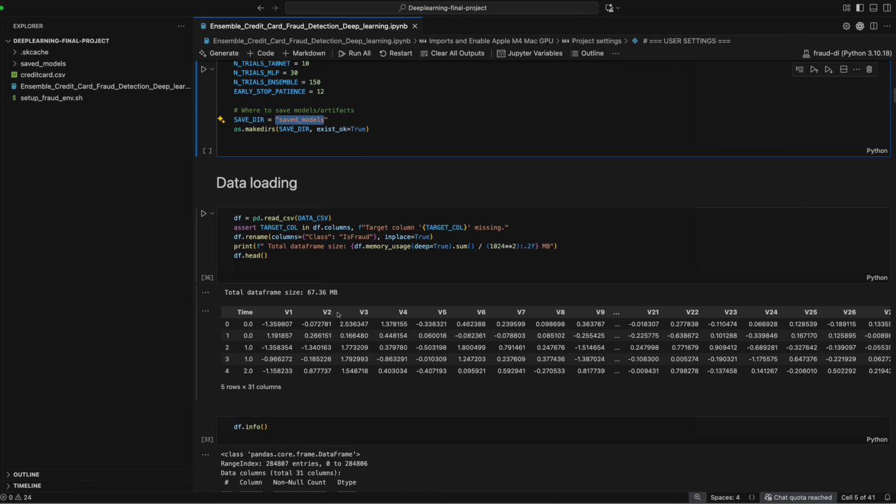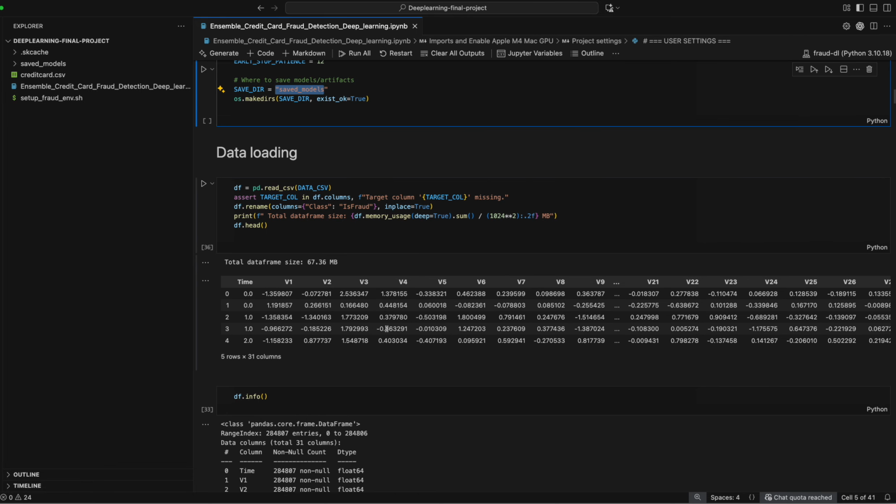So we are loading the data. This is how the data looks like. This is the data size. It is 67 MB, which is not big. But once we are actually using neural networks, it gets really crazy, and it took me a lot of time to process everything. I'll walk you through that.